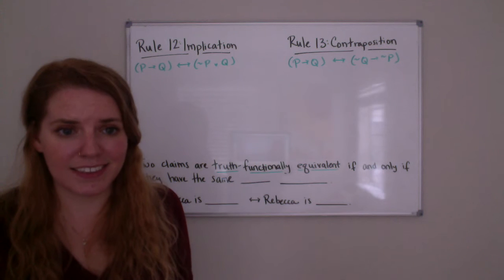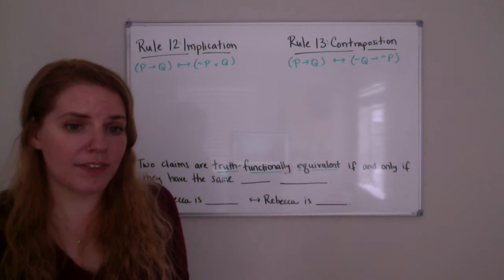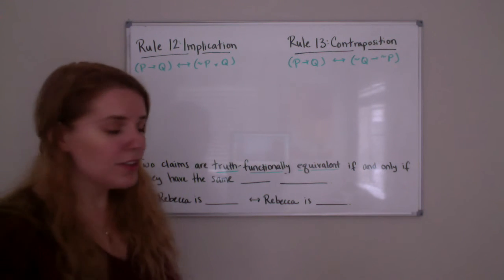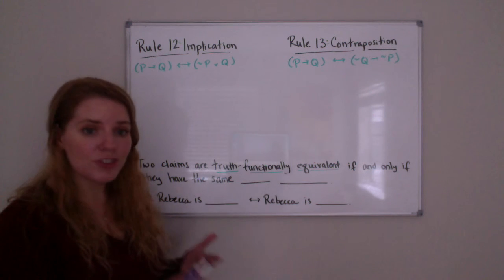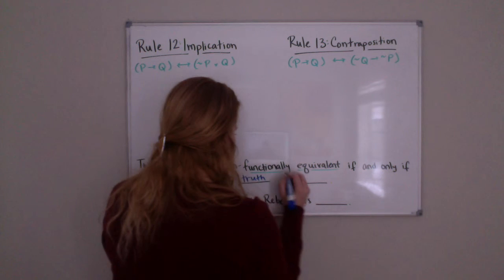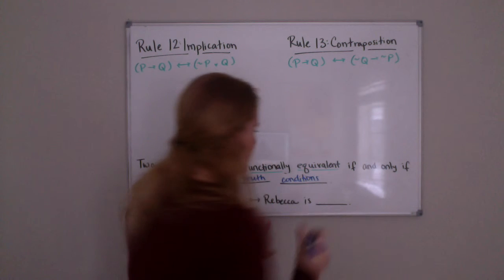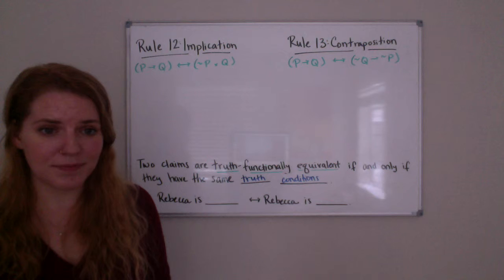same truth conditions. That means that two claims are only truth functionally equivalent if they're true at the same time and false at the same time. So two claims are truth functionally equivalent if and only if they have the same truth conditions. Again, that refers to the conditions under which the claims are true and the conditions under which they're false.